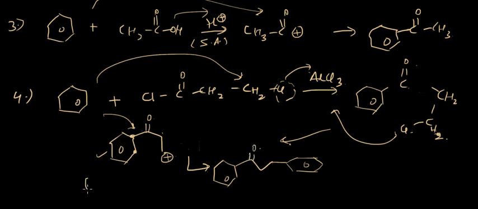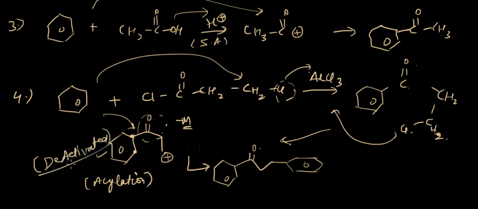Further acylation will also not take place, because there is a strong minus M effect, so this would obviously be a deactivated ring. This is also one of the reasons why this phenyl ring will not attack this positively charged carbocation. Hence we need a separate phenyl ring.